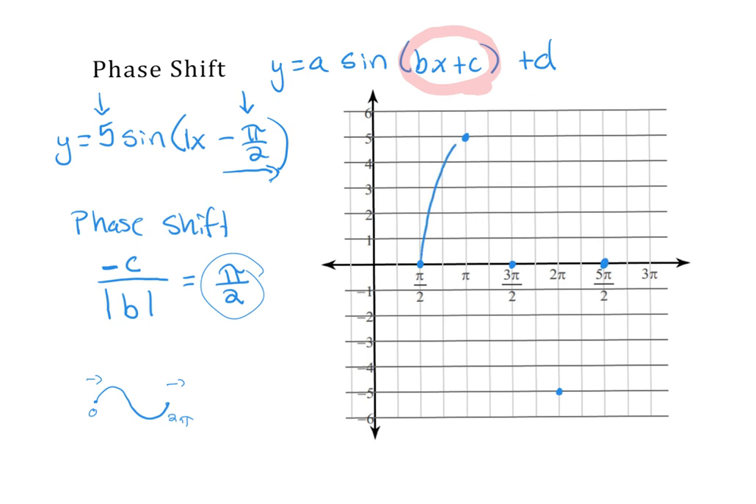So here is one rotation of the sine curve. And then it keeps going on. But if we highlight that period, the length of the period is still 2 pi. That's the length of our box, but it has just been shifted to the right, pi over 2.